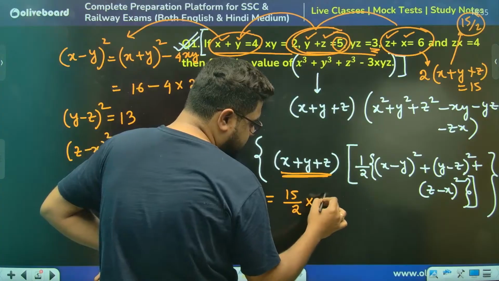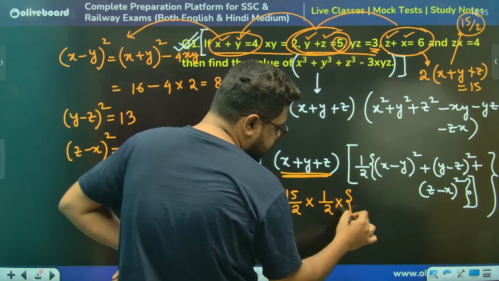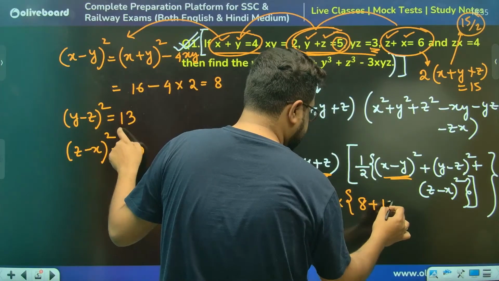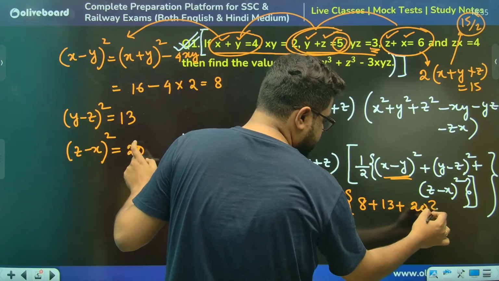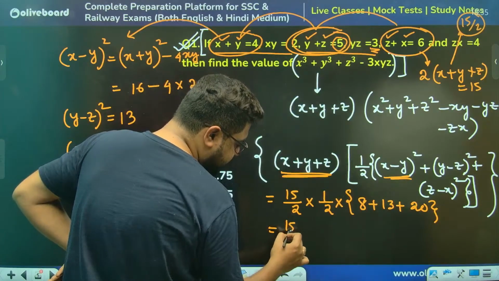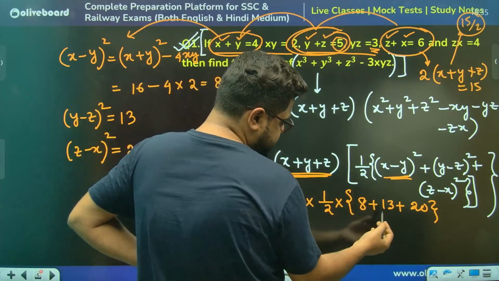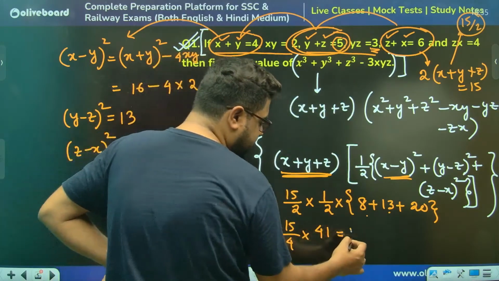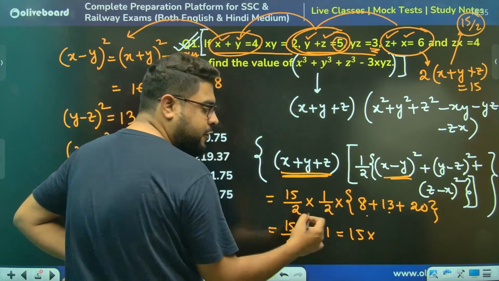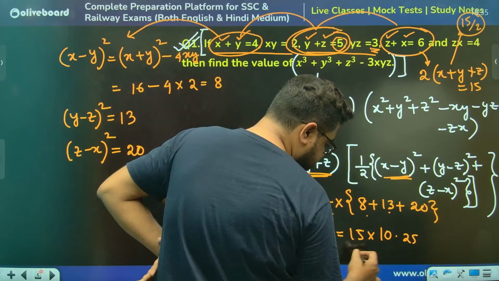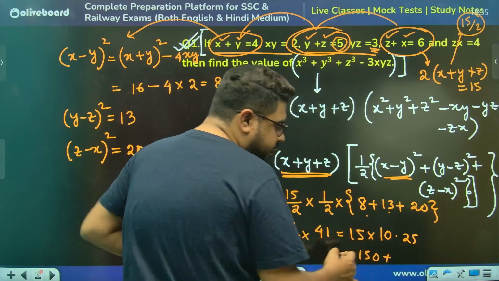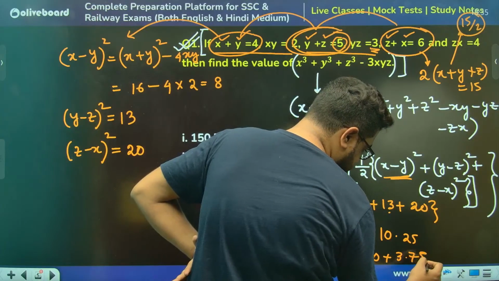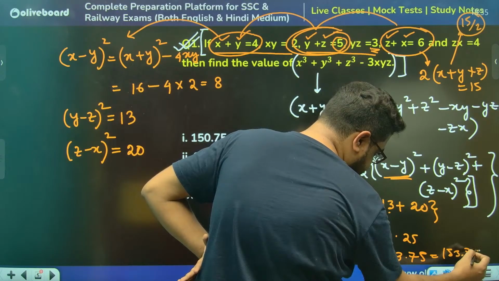15 by 2 into 1 by 2 into (x minus y) whole square, which is 8, plus 13, plus 20. 13 and 8 is 21, plus 20 is 41. So this is 15 into 41 by 4, which is 10.25. 150 plus 15 into 0.25; 15 into 0.25 means 3.75. So 153.75 will be the answer.